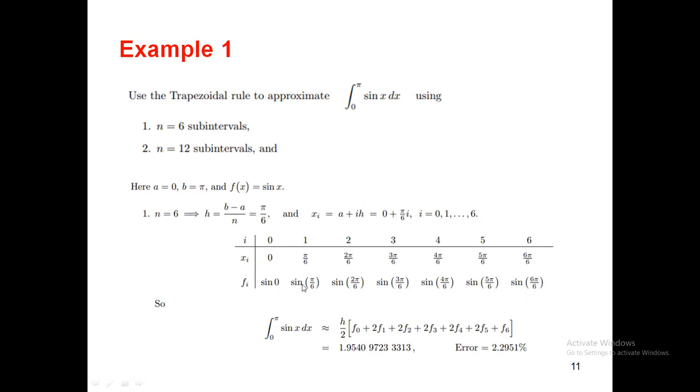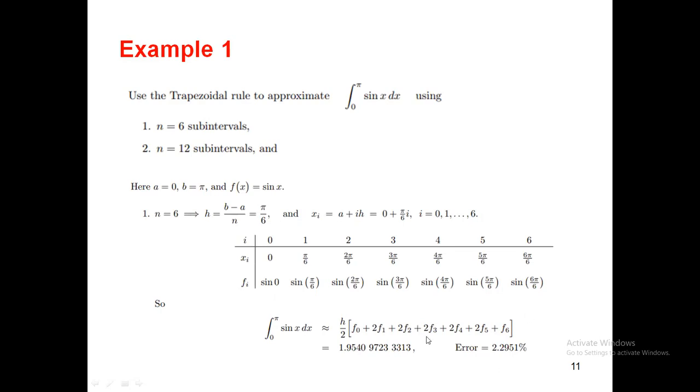Whereas the values of these functions here, 1, 2, 3, 4, 5, will be multiplied by 2. So this is your f sub 0, f sub 1, f sub 2, f sub 3, f sub 4, f sub 5, f sub 6. F sub 0 and f sub 6 don't have any multiplier. F sub 1 to f sub 5 need to be multiplied by 2. So if you recall last meeting, we had reached this value, which is 1.9540.